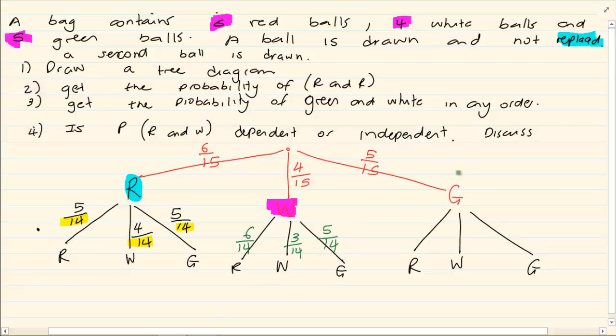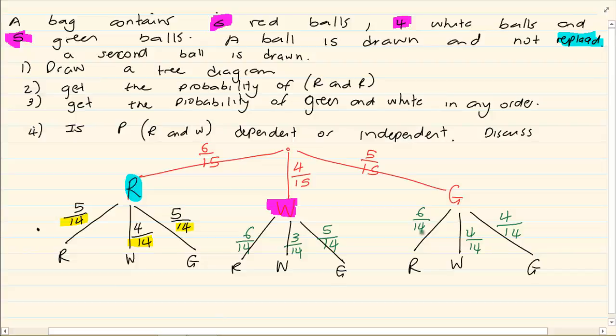Now why am I doing 3 branches in the beginning? Because you had a choice to get a red, a white, or a green. Then you took out 1, and then again you had a choice of getting a red, a white, or a green. Now let's do the same thing with the green. You had 5 green, which means now you only have 4. You had 4 white, so it's still going to be 4, and you had 6 red.